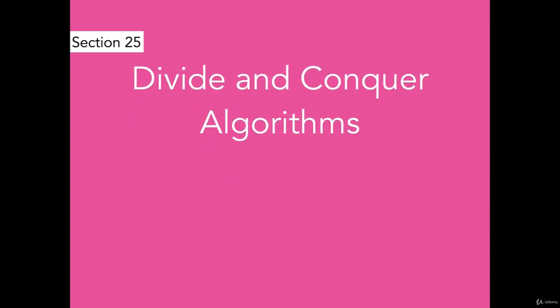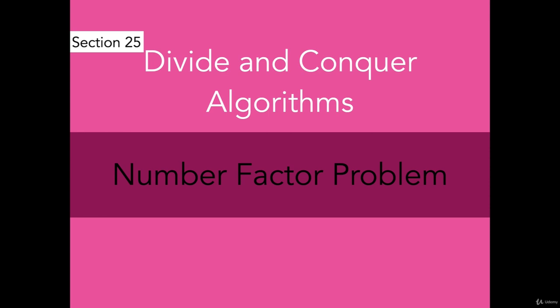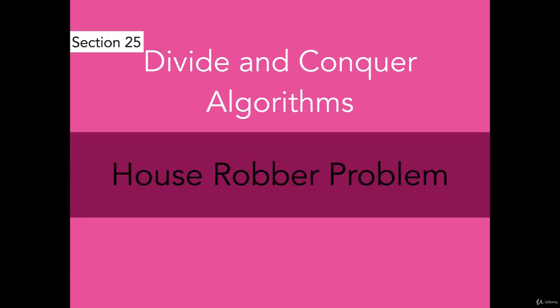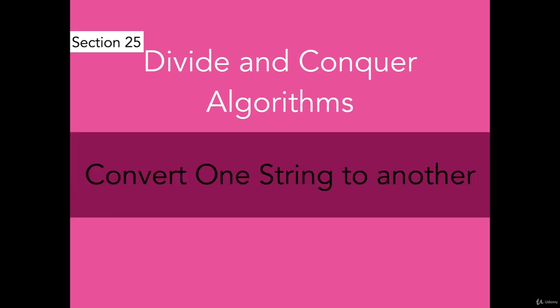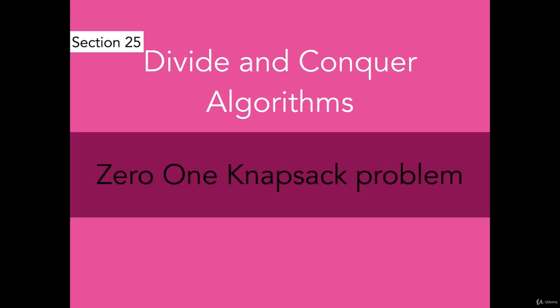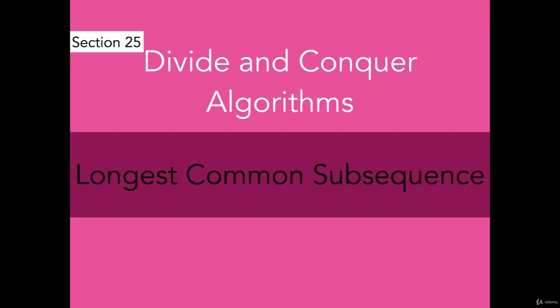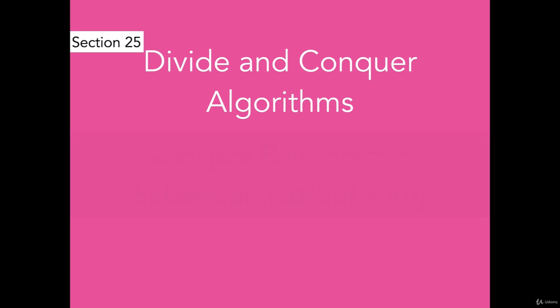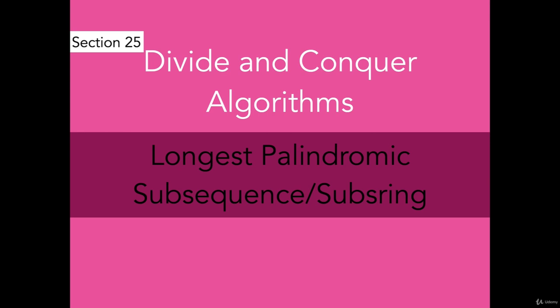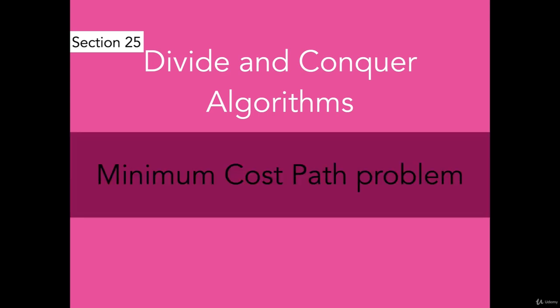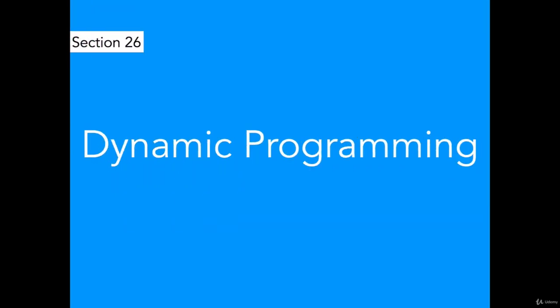Then we will solve problems like number factor problem, house robber problem, convert one string to another string, zero one knapsack problem, longest common subsequence problem, longest palindromic subsequence or substring problem, minimum cost path problem using divide and conquer approach. And we will create methods in Python for those problems over here. And from here we will continue to another detailed section which is called dynamic programming.